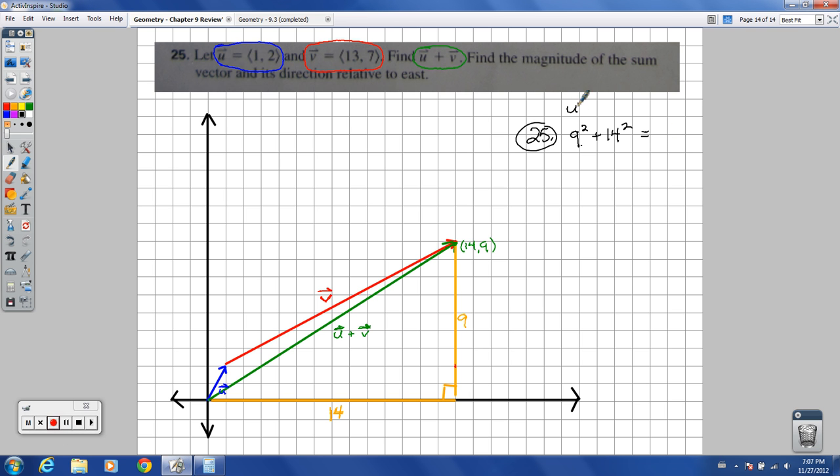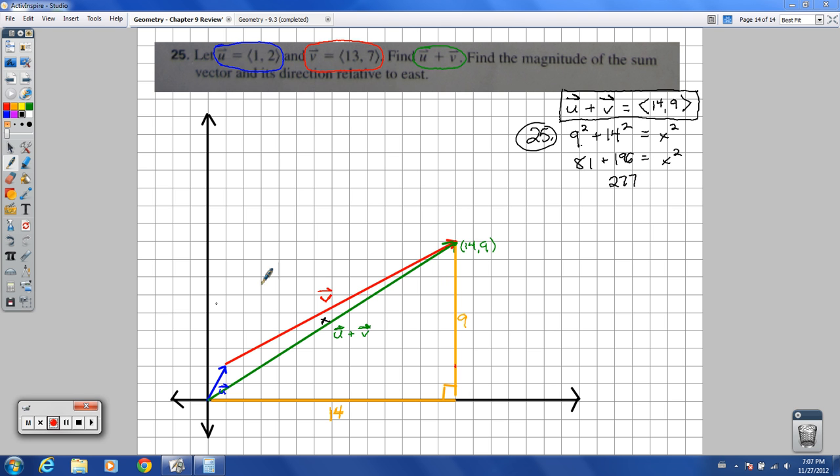Sorry, before I did that, I meant to say what u plus v actually equals to start. So this equals basically this right there, but in component form. So 14, 9. This is true. So now I can take this and work this out from here. Let's call this value x for right now, just to make it easier to plug in. So you got 81 plus 196 is x squared.